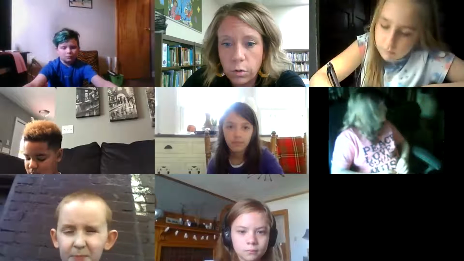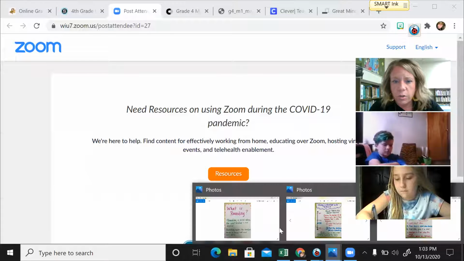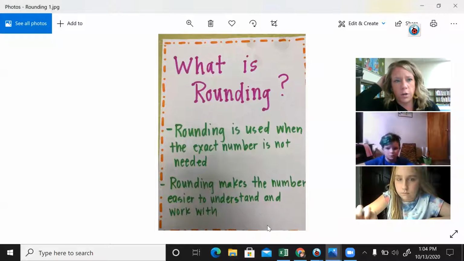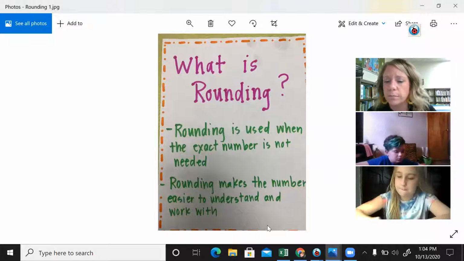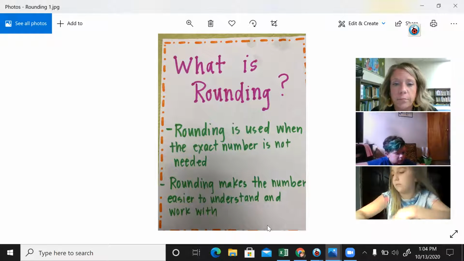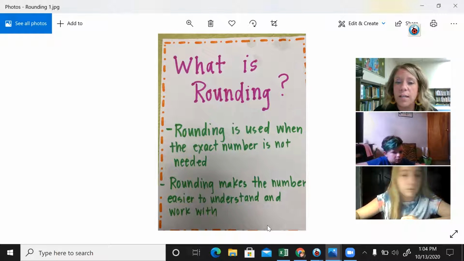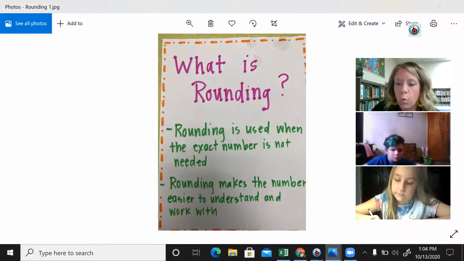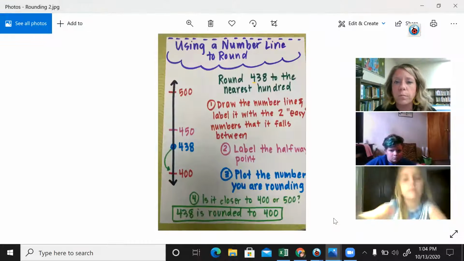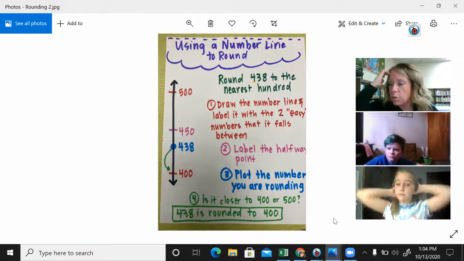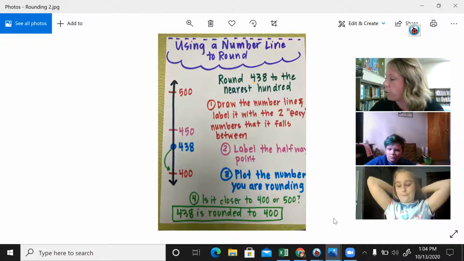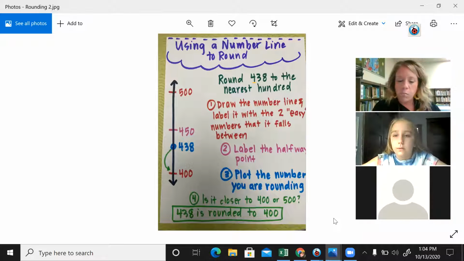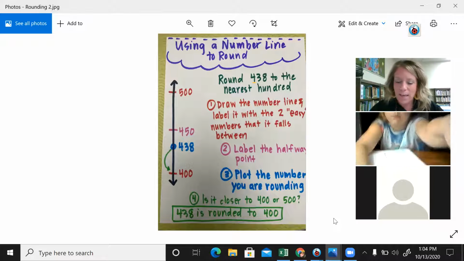So we're going to quickly go over. I have to share my screen with you so you can see some anchor charts first. So the first one you're going to look at is very general. What is rounding? That's what we're focusing on today. Rounding is when the exact number is not needed. Rounding makes the number easier to understand and work with. We're going to practice this strategy first. We're going to use a number line to round. So on the first page, on page 38, we're going to do number one, letters A, C, and E.